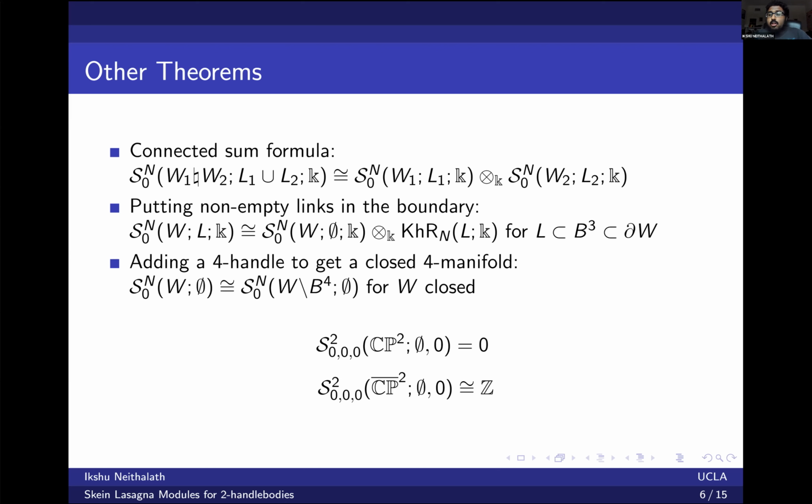Can I ask maybe an easy question? Yeah. If you combine the first and the third bullet point, the first bullet point is a boundary connected sum formula. Right. You get an honest connected sum formula for closed four-manifolds also, same thing? Yeah, exactly. By combining those.